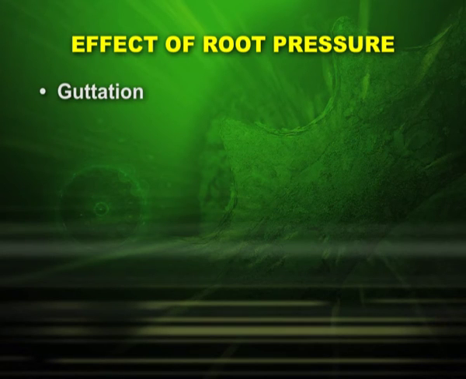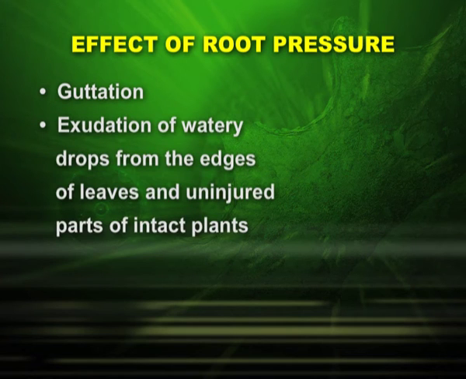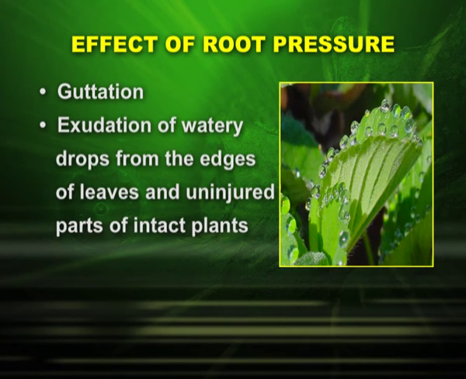Now have you ever seen a nasturtium leaf? Early in the morning, you can see some drops of water. What is that process called? Yes, the process is called guttation. Guttation is the exudation of watery drops from the edges of leaves and uninjured parts. Now these leaves also contain some pores, but they are definitely different from stomata. What are they called? They are called hydathodes.